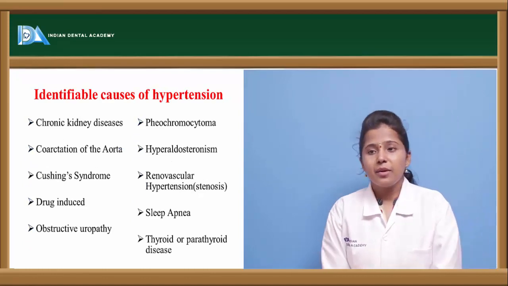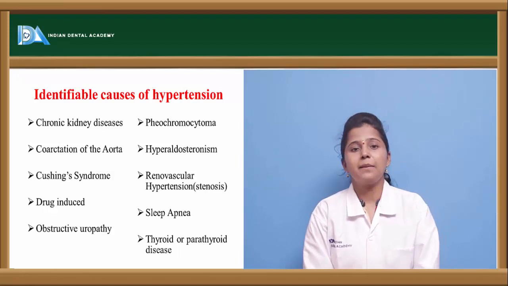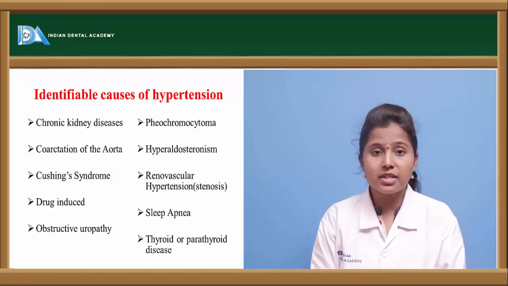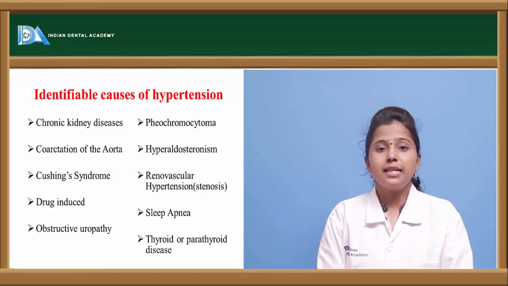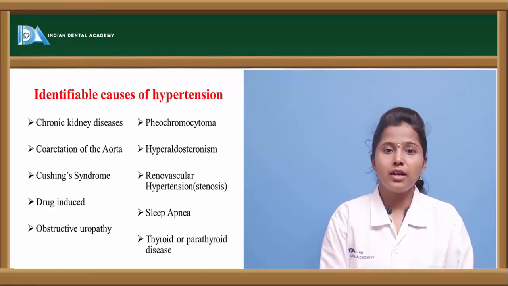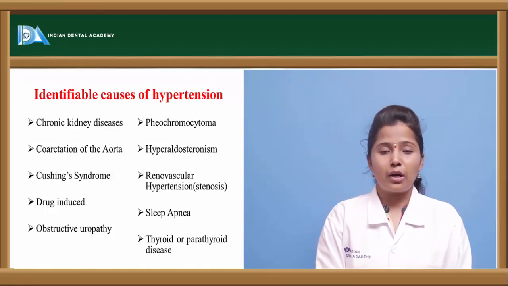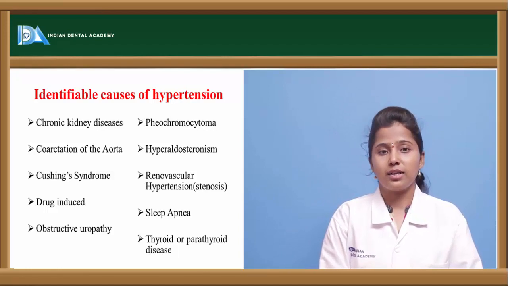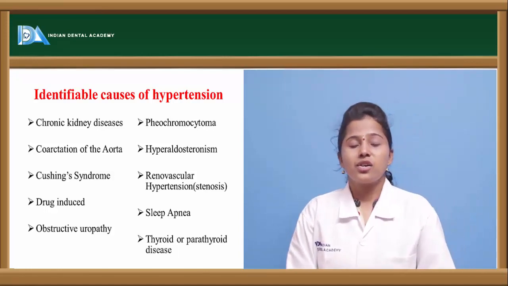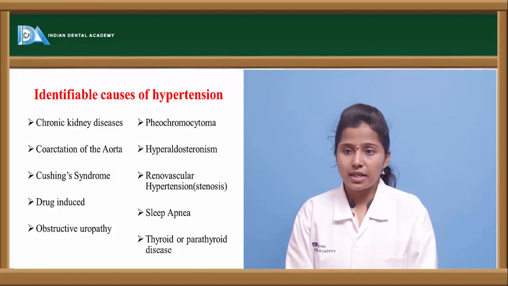Let us see the identifiable causes of hypertension. What are the other causes through which hypertension can be caused? One is chronic kidney disease. If a person is suffering from kidney disease for a chronic period of time, then definitely the person is prone to hypertension. Coarctation of aorta, that is, if the aorta, the artery which supplies blood to the heart, gets contracted or obstructed, then definitely hypertension occurs.